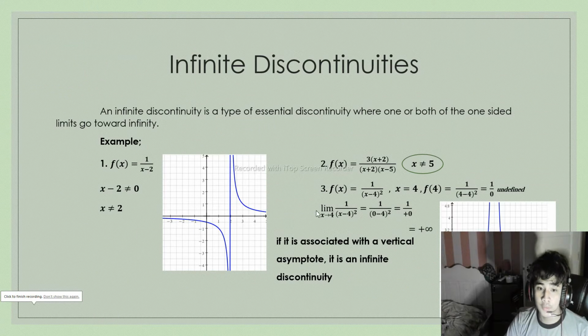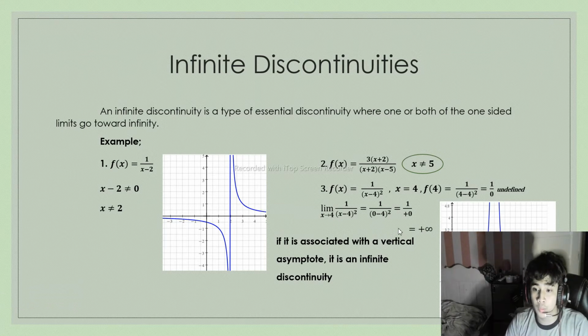So, infinite discontinuity is a type of essential discontinuity where one or both of the one-sided limits go towards infinity. Infinite discontinuity ay isang uri ng discontinuity na nangyayari kapag meron siyang vertical asymptote, tapos yung one side niya is going towards infinity, yung point niya. So let's have an example wherein f of x is equal to 1 over x minus 2.